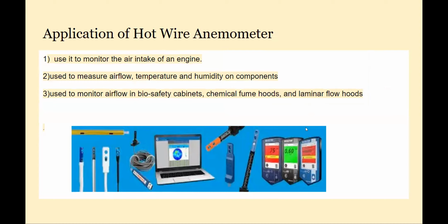So I will continue with the application of hot wire anemometer. Firstly, it is used to monitor the air intake of an engine. The automotive engineers use the advanced hot wire anemometer, which is the grid style hot wire, to monitor the air intake of the engine. By doing that, they develop cabin comfort and climate control systems in the engine.